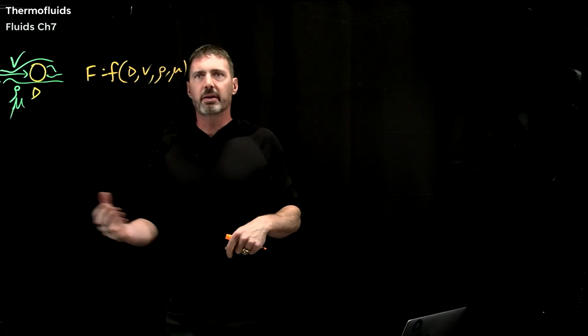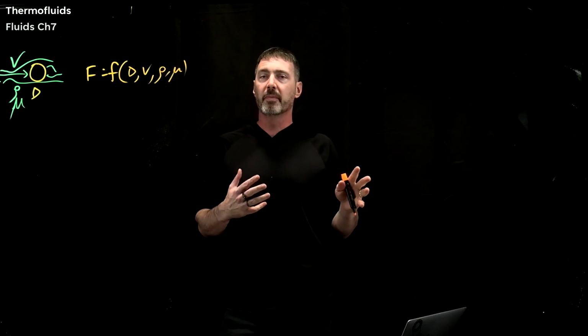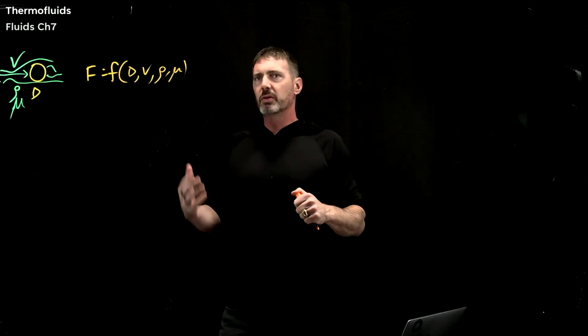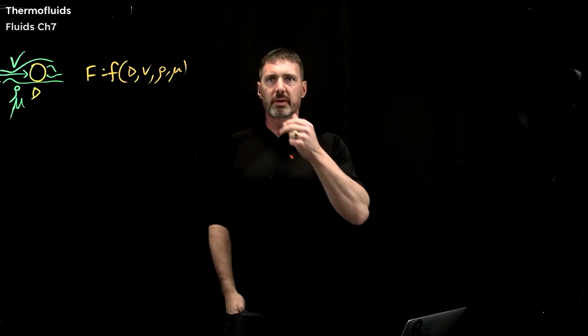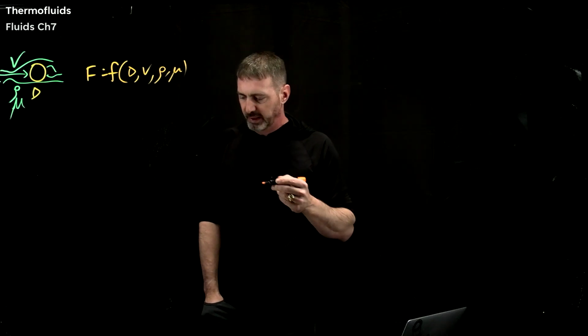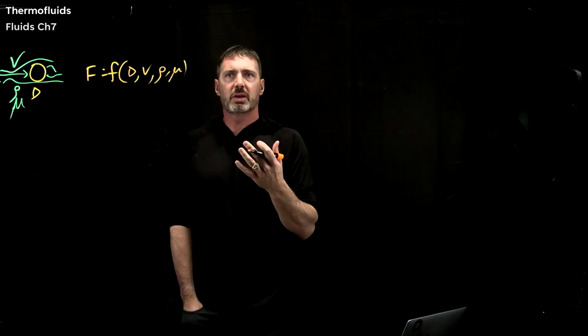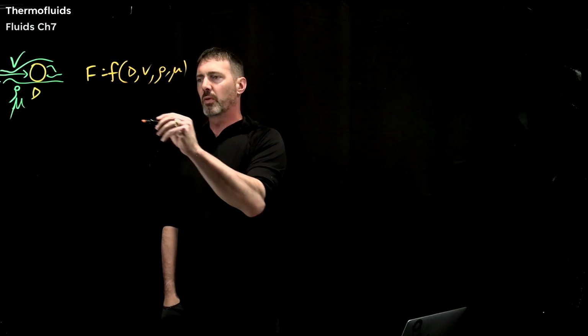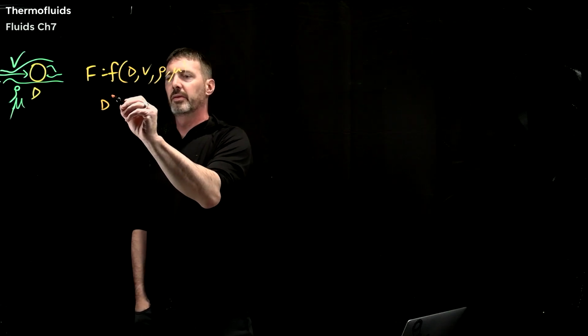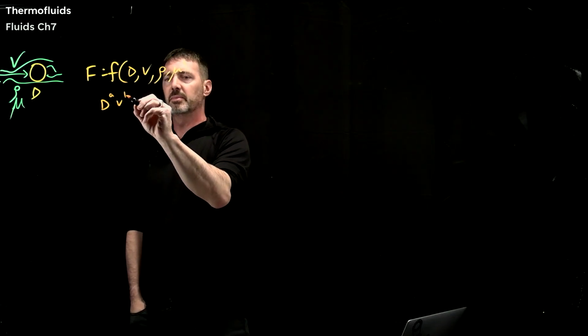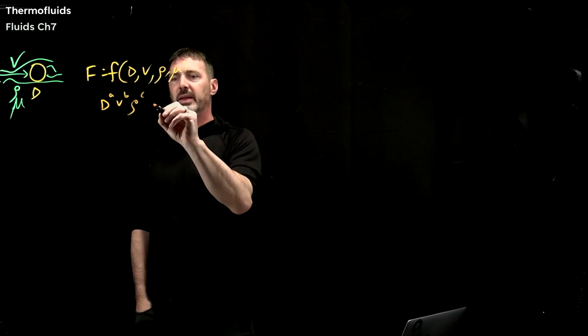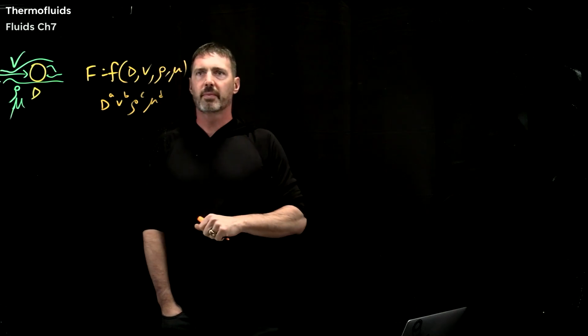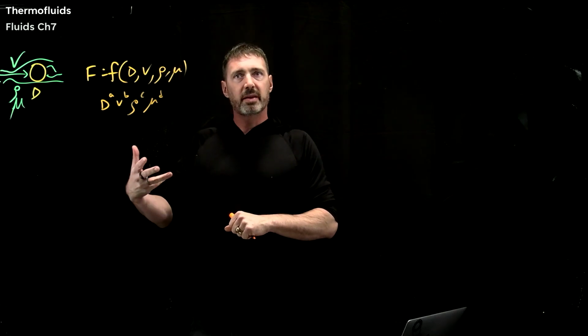Now, the formal method, as you'll read in the books, is called the Buckingham pi theorem, and I'll just show you an easy way to think through this. We want to non-dimensionalize something, and I'll keep this order: d raised to the a, v raised to the b, rho raised to the c, mu raised to the d. Okay? And then we're going to look at the units of all this.